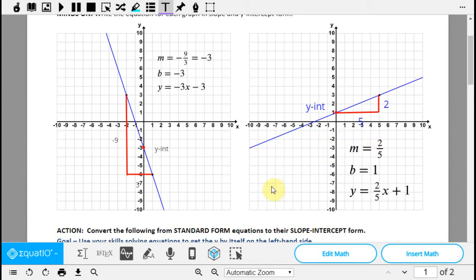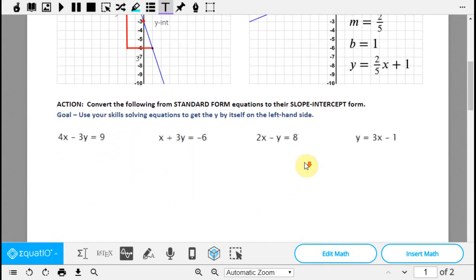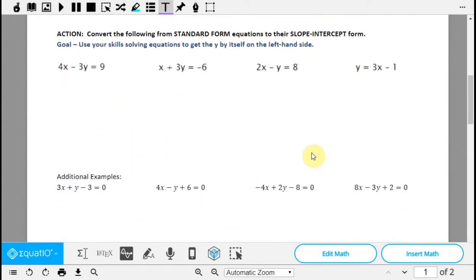Now there's a form called standard form, where all of the terms are on one side of the equal sign, and then there's a 0 on the other. And what we're going to learn to do is use our solving equation skills to get those equations to be in this form, y equals mx plus b. So you'll see here, it says use your skills solving equations to get the y by itself on the left-hand side. So the idea is that you're still getting a variable by itself, but in this case, it's always going to be the y variable.